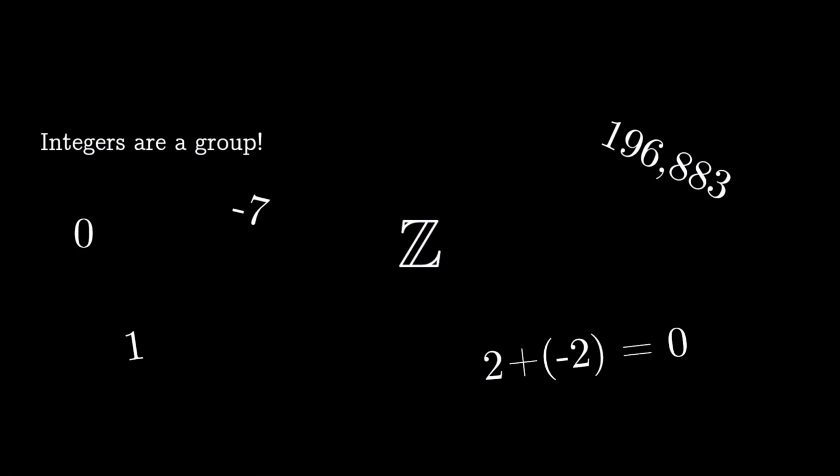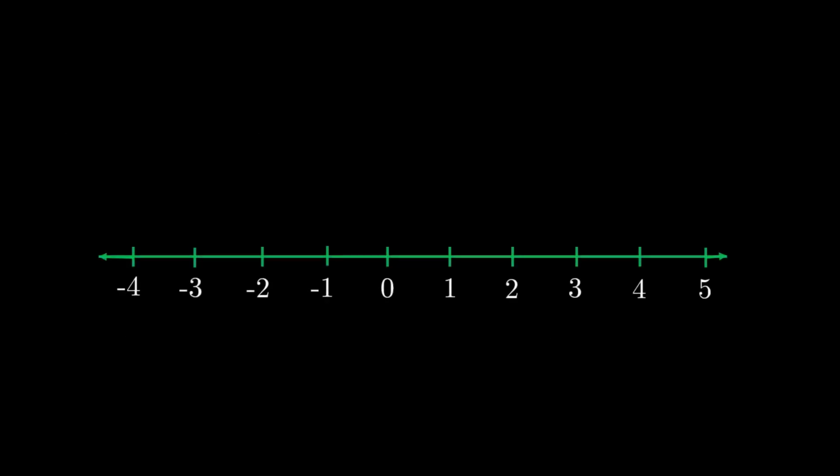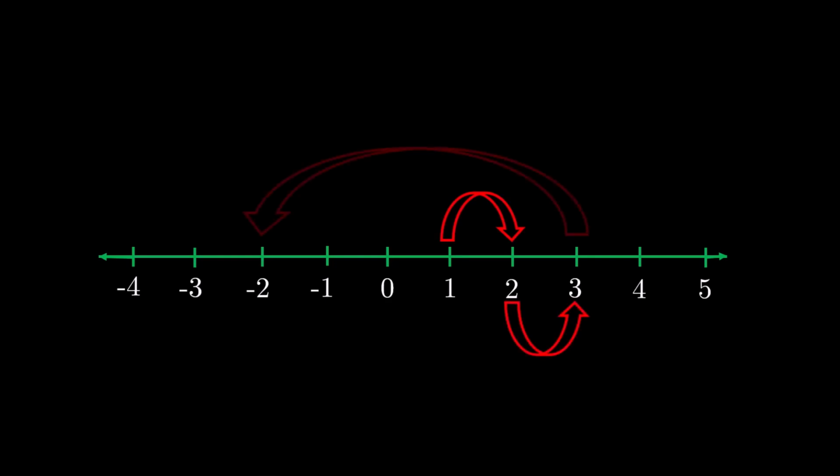And it's important to note that we need both the set and the operation for a group. The integers with multiplication don't form a group because if we start at 2, there's no way to get back to the identity 1 by multiplying by an integer. We would be trying to multiply by 1/2, but that's not in our original set, so that's not allowed. The integers are a group with addition because no matter where we start on the number line, we can jump around, go back and forth, and we'll always stay on the number line.